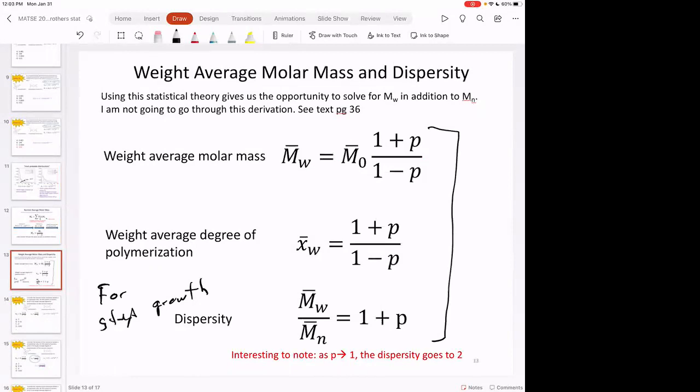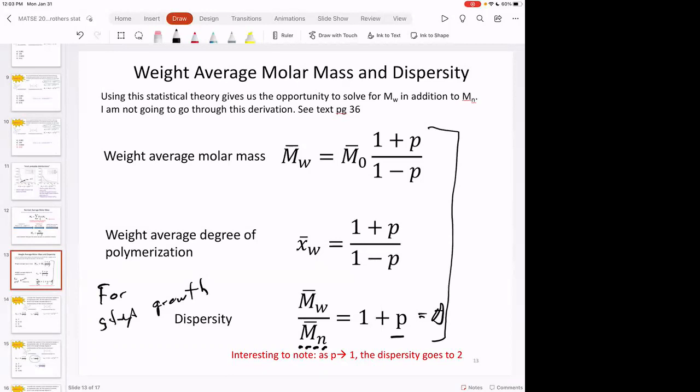This is a shortcut on the homework problem that I forgot to talk about on Friday. I emailed you all through Canvas and brought this to your attention because I had forgotten about it. If you know something about the degree of conversion, you know about the ratio of MW and MN, and this is dispersity. At P equals 1, the theoretical dispersity for step growth polymers is 2. The dispersity for step growth polymers goes between 1 and 2. That's it. These equations are easy to use. They'll be on your exam sheet, but make sure you know how to use them when appropriate.